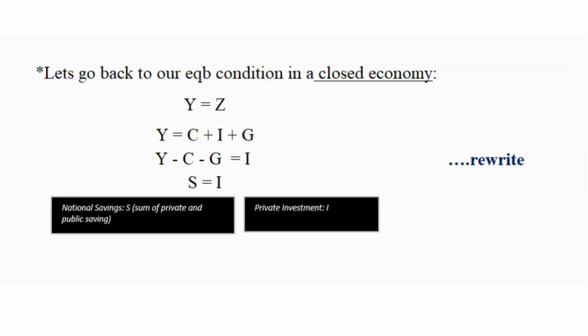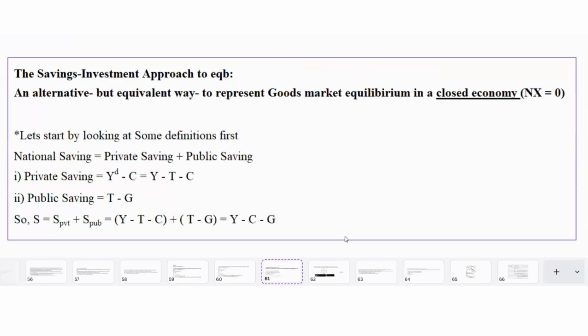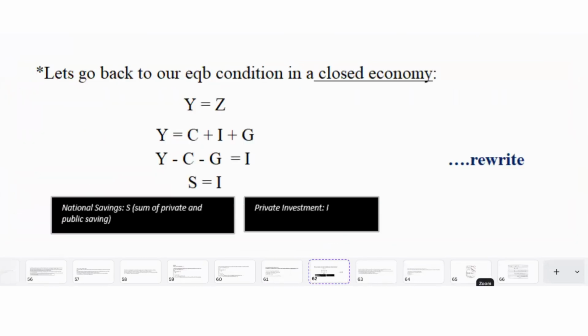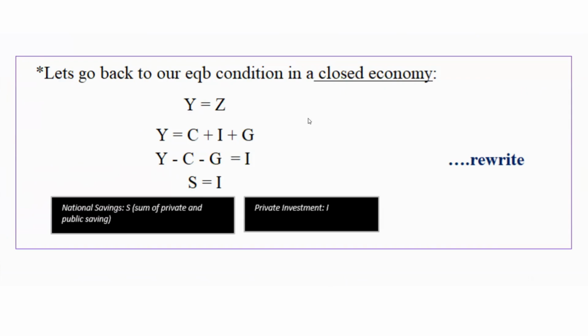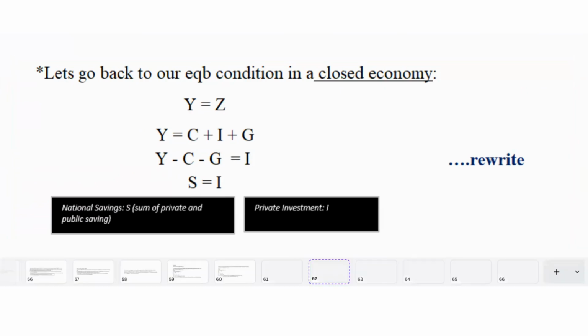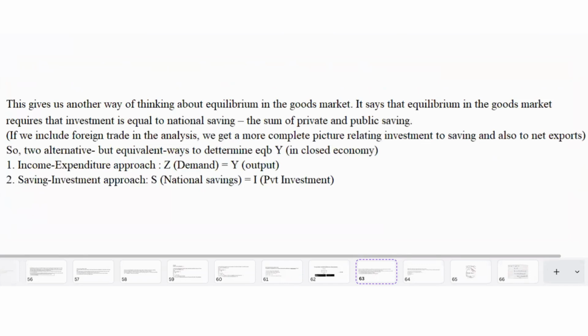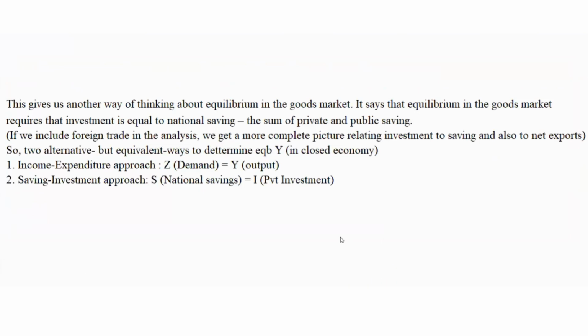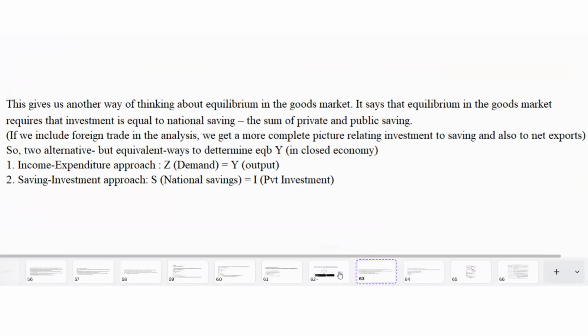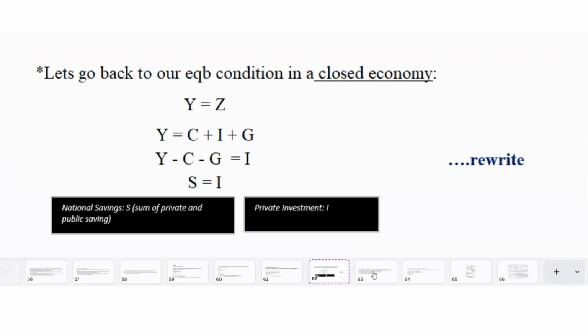And here, like we just talked about, Y minus C minus G is national savings, the sum of private and public savings. So the goods market equilibrium condition in a closed economy can be rewritten as national savings, which is the sum of private and public savings and simplifies to Y minus C minus G, is equal to I, right? So this gives us another way of thinking about equilibrium in the goods market. It says that equilibrium in the goods market requires that investment is equal to national savings. The key is that this is only true in a closed economy.